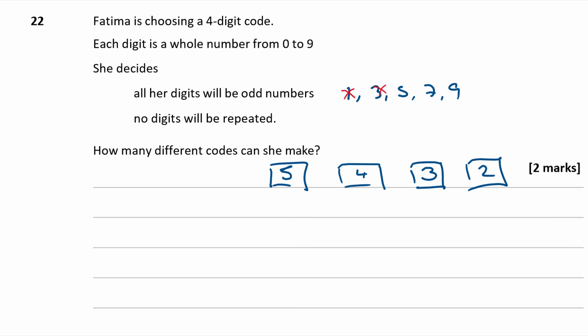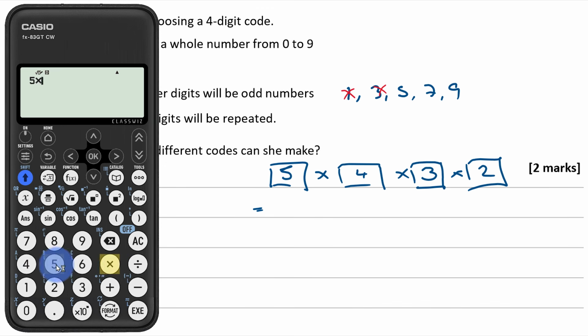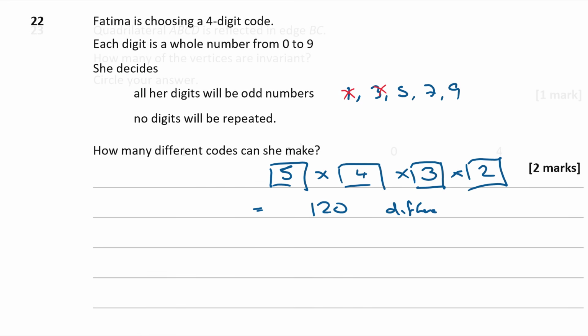Okay, so how many different codes is that? Well, we just simply multiply these together now. 5 times 4 times 3 times 2. What's that equal to then? 5 times 4 times 3 times 2 comes to 120. So there are 120 different codes.